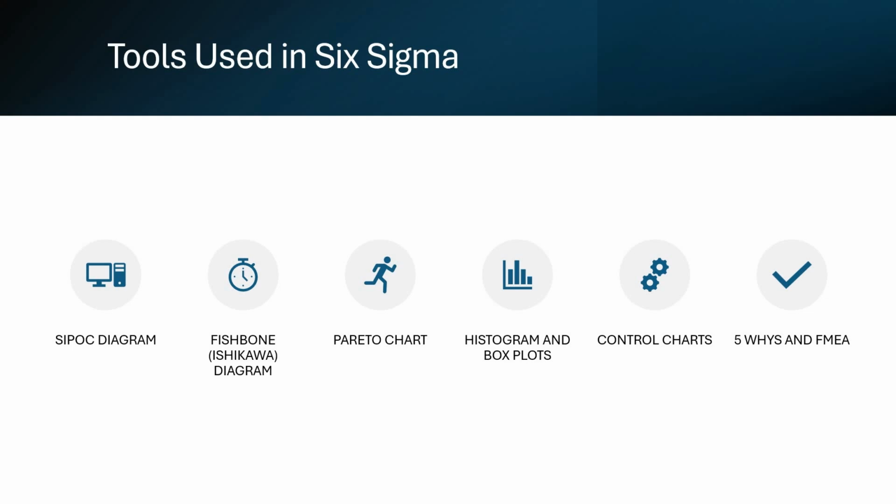Then comes the control chart. It is used to monitor process stability over time. They plot a metric, for example, call duration, over time with upper and lower control limits. We call it UCL and LCL. This helps distinguish common cause variation from special cause variation.